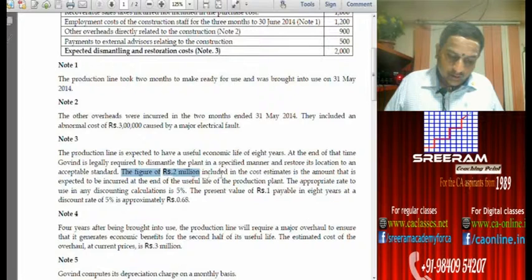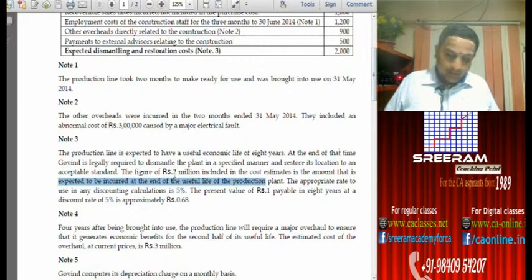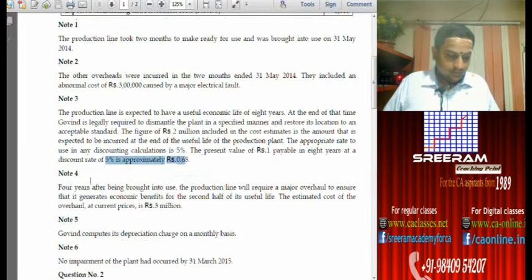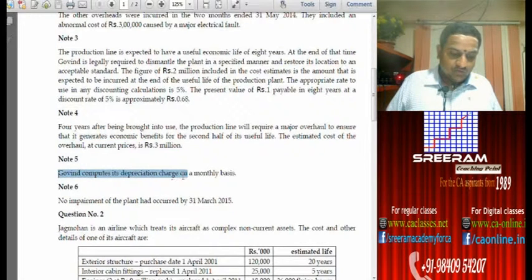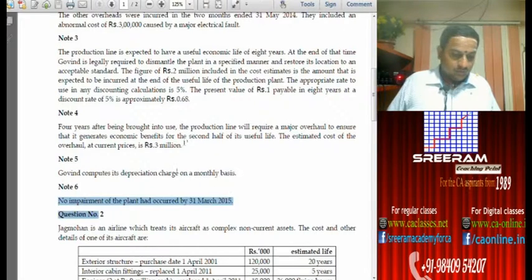The figure of 2 million included in the cost estimates is the amount expected to be incurred at the end of the useful life of the production plant. The appropriate rate to use in any discounting calculation is 5%. The present value factor in 8 years is approximately 0.68. 4 years after being brought into use, the production line will require a major overhaul to ensure that it generates economic benefits for the second half of its useful life. The estimated cost of the overhaul at current prices is 3 million. Govin computes its depreciation charge on a monthly basis. No impairment of the plant had occurred by 31st March 2015.